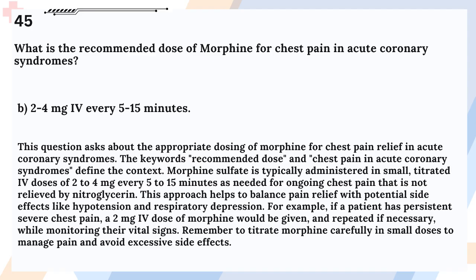This approach helps to balance pain relief with potential side effects like hypotension and respiratory depression. For example, if a patient has persistent severe chest pain, a 2 mg IV dose of morphine would be given, and repeated if necessary, while monitoring their vital signs. Remember to titrate morphine carefully in small doses to manage pain and avoid excessive side effects.